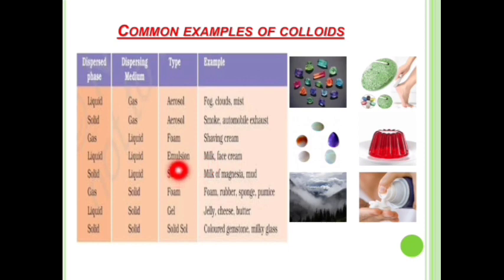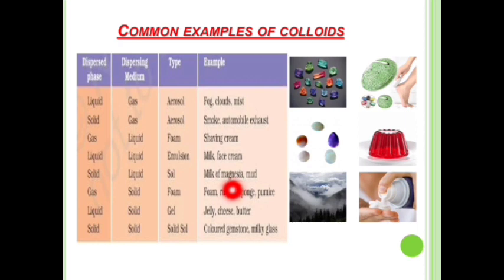Similarly, another type of colloid is emulsion. In this type of colloid, both the dispersed phase and the dispersion medium are liquid in state. For example, milk, face cream, etc. Another type of colloid is sol. In this sol, the dispersed phase is solid and the dispersion medium is liquid. For example, milk of magnesia.